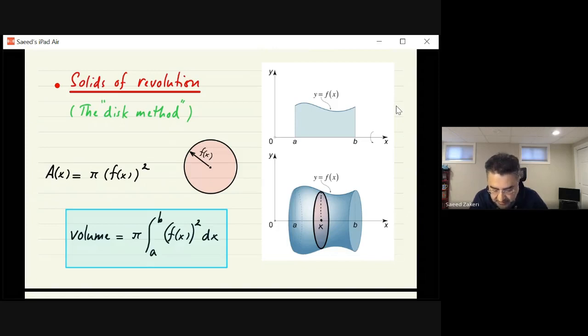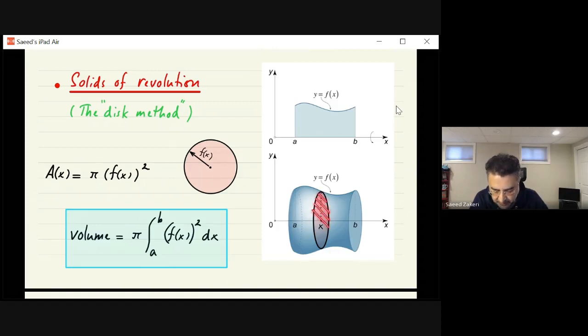So the basic case is we take the region under the graph of some function f and we rotate it around the x-axis. In other words, this region is bounded between the graph of f of x, the x-axis, which has the formula y equals 0, and two vertical lines x equals a and x equals b. That's the type of region we consider. One side of the region is leaning against the axis of rotation, and when you rotate it, you get some object like this.